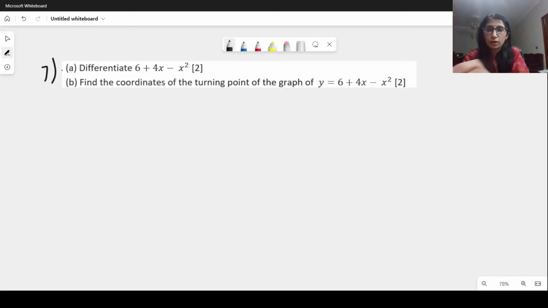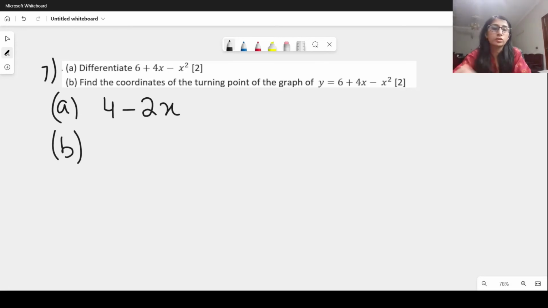Okay, so for part A, all we have to do is differentiate this. So the derivative of 6 is 0 because it's a constant. The derivative of 4x is 4, minus 2 and x, and the power 2 gets reduced by 1. So just minus 2x. For part B, it says find the coordinates of the turning point.